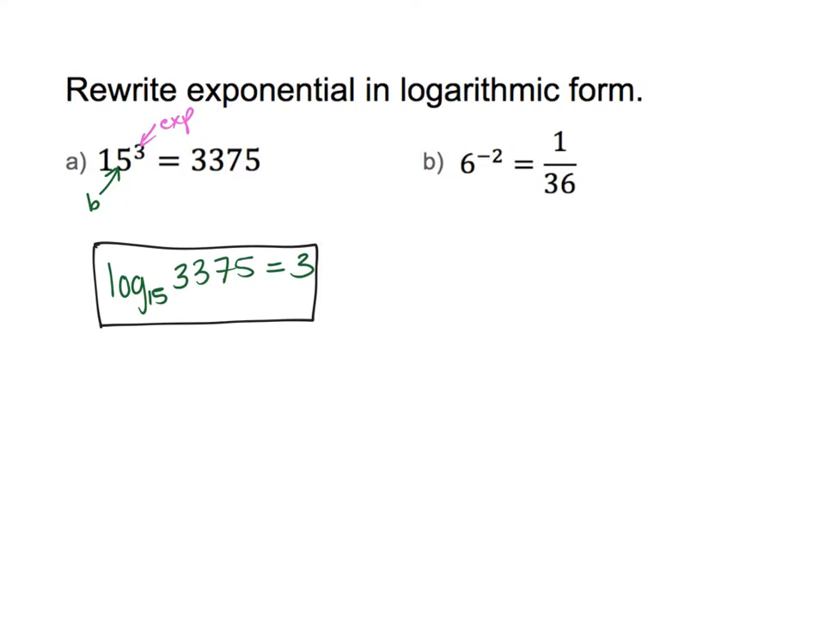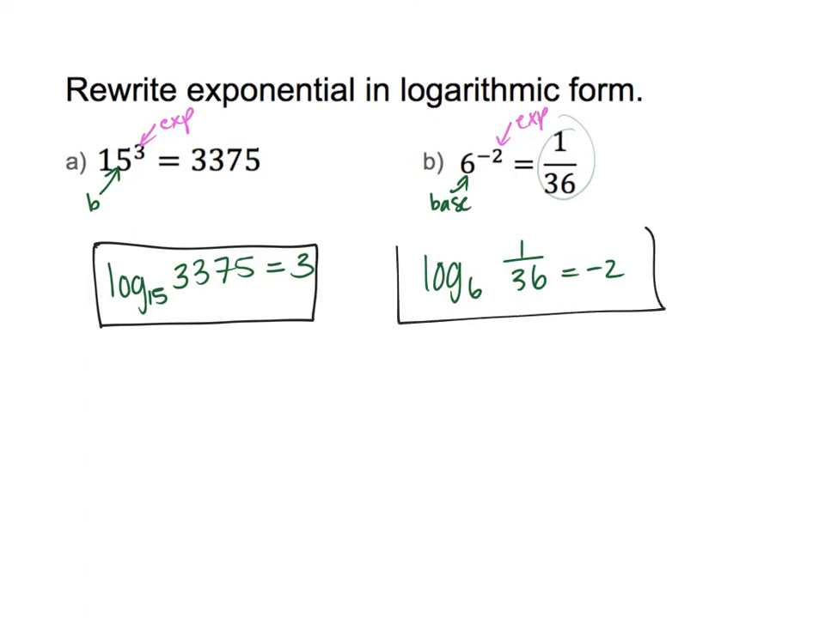And then here we have a base of 6, so this is going to be log base 6. So that's my base. And inside the log, I'm going to have a 1 over 36. And it equals the exponent negative 2 because that's my exponent. And then that is my equation.